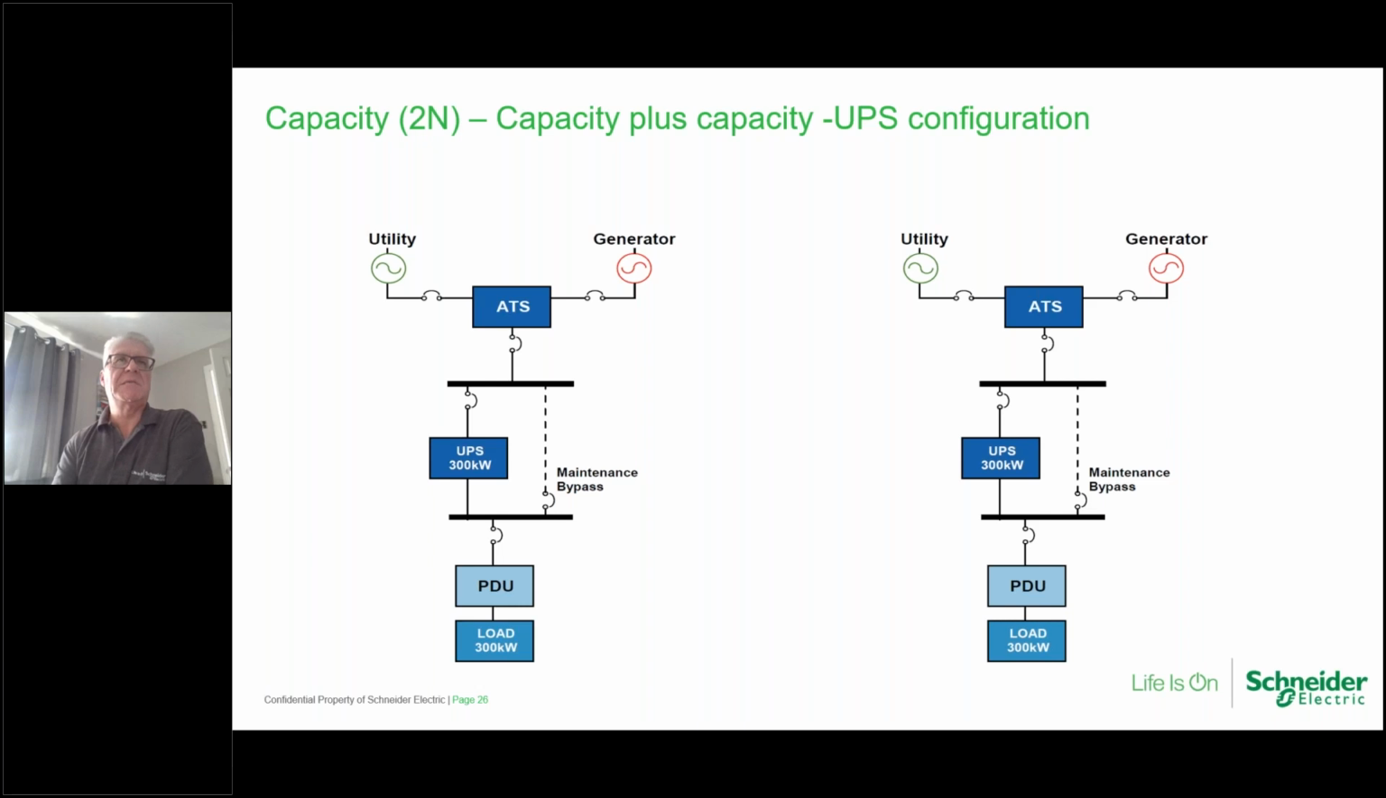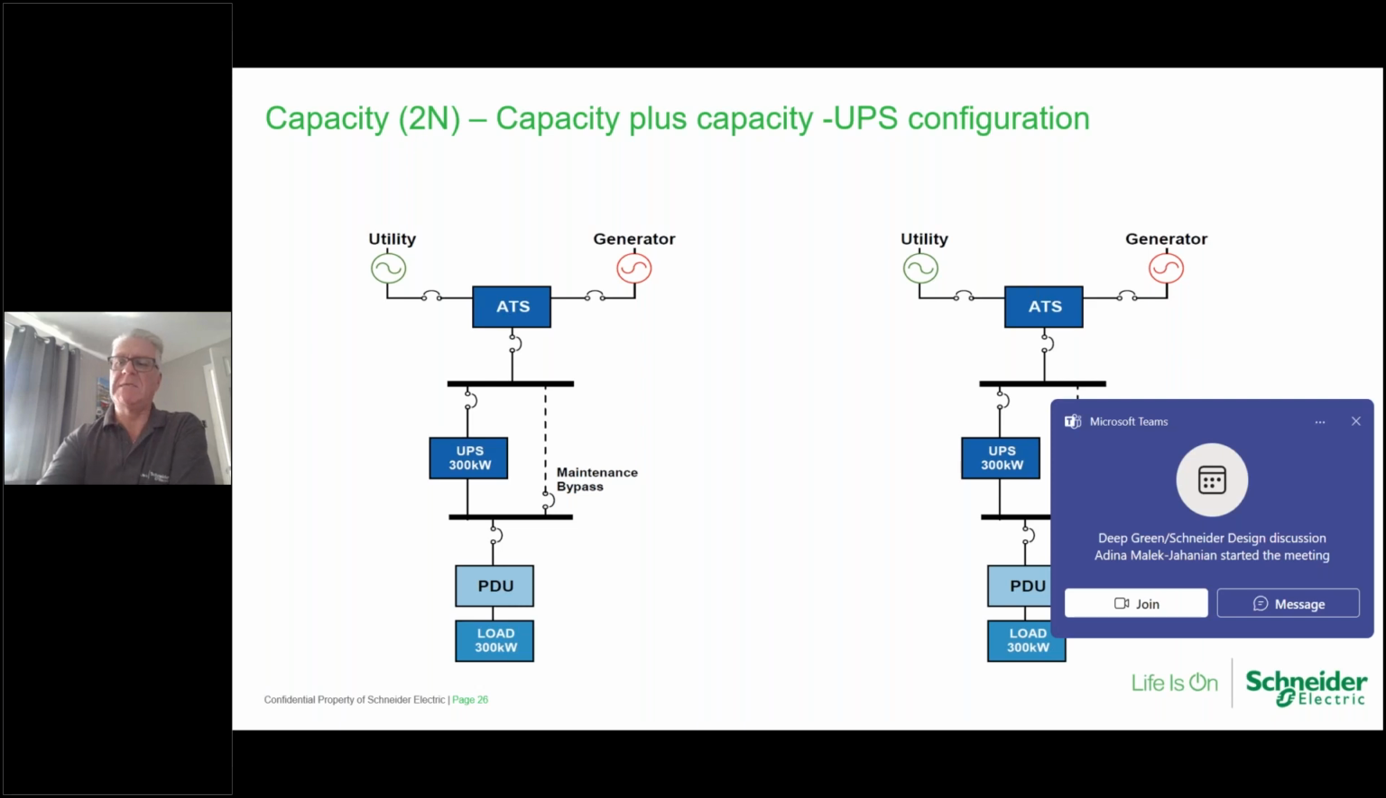So 2N. This is our 2N. Here's our load, 300 kilowatt load. It could be supported from N, and that's our A side and our B side. 2 independent systems, 2 UPSs on each.